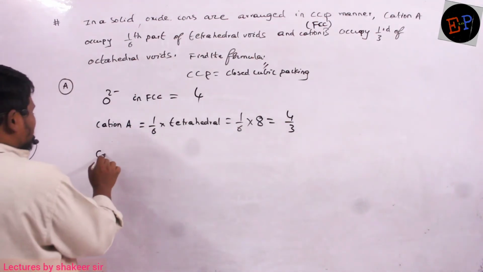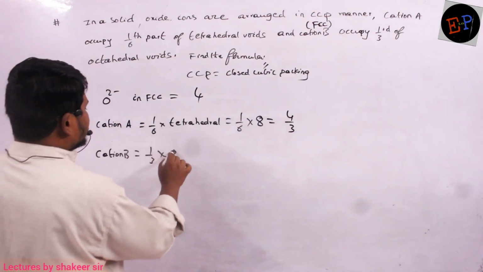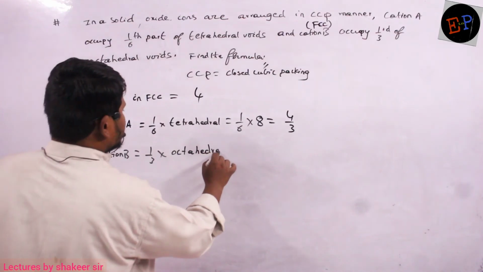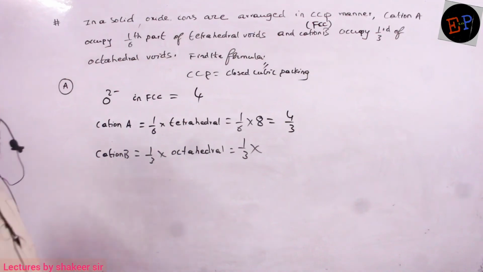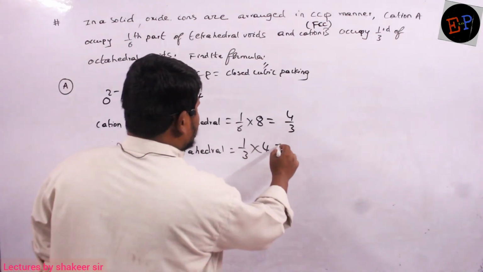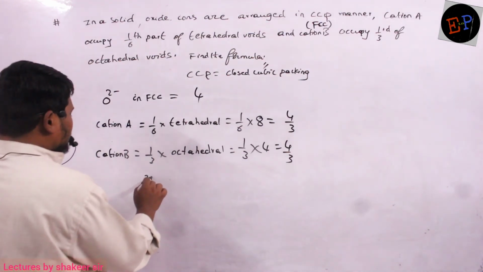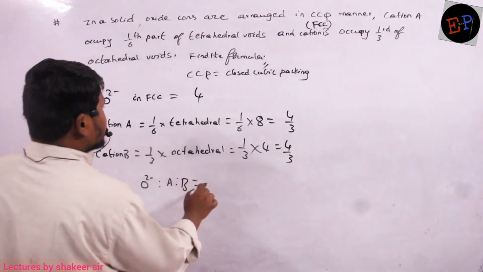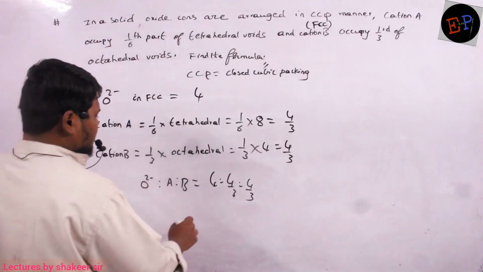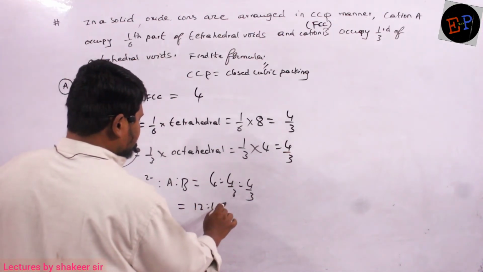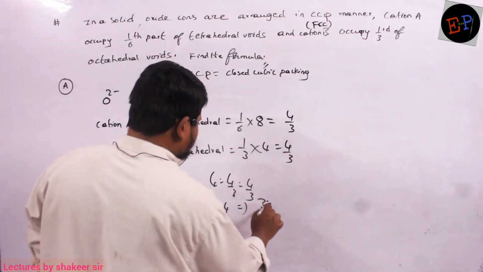Similarly, cation B. Cation B is occupying what? It is occupying 1/3 of octahedral voids. Clear? So 1/3 of how many octahedral voids are present in FCC? 4. So therefore what is the ratio again? Again it is 4/3. So therefore take the total ratio. O2 minus is to A is to B is equal to 4 is to 4/3 is to 4/3. So therefore multiply everything by 3. 12 is to 4 is to 4. And divide everything by 4. So 3 is to 1 is to 1.